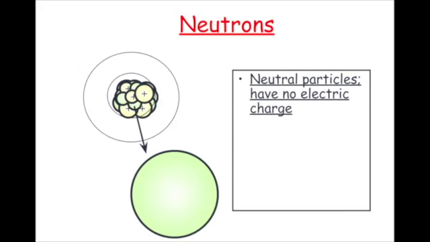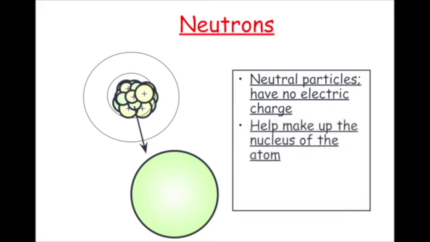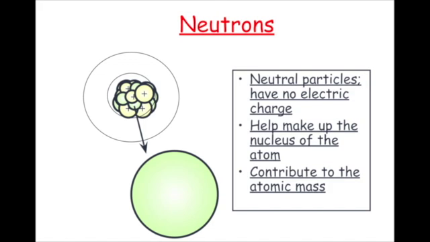Neutrons. They are neutral particles. They have no electric charge, and they help make up the nucleus of the atom, and they contribute to the atomic mass. So you need to write neutrons and underline and highlight it, and then write down what's underlined in this box.